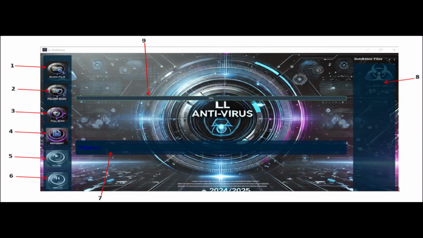The LL antivirus main interface is your central hub for all system interactions. It's designed to be visually appealing and easy to navigate, making it accessible for users of all technical levels. From here, you can perform key tasks like scanning files, managing reports, and monitoring system activity. Let's break down the interface components.